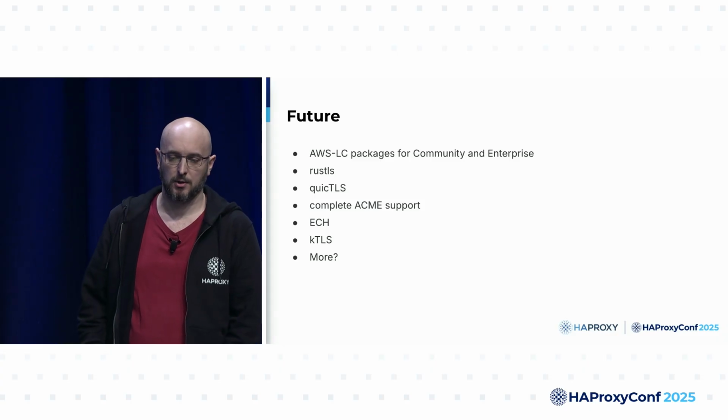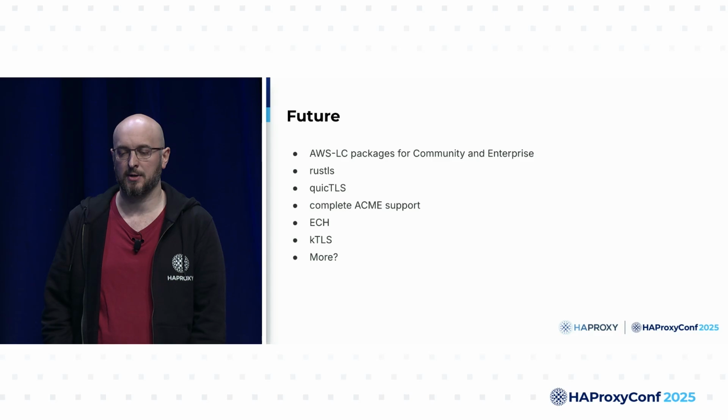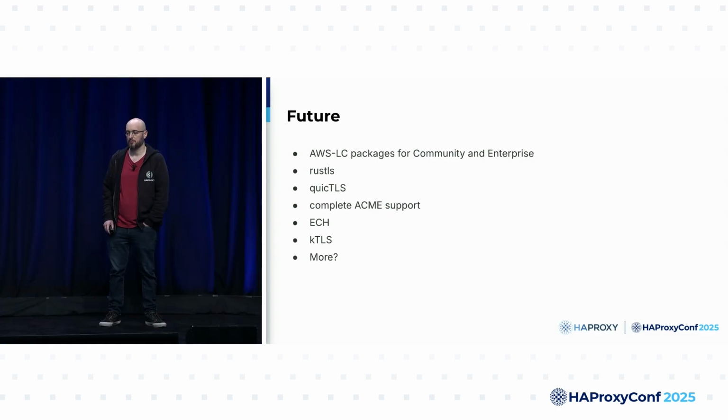So what's next? The future of HAProxy on SSL. Baptiste talked about it this morning. We are going to provide packages for the community and also for enterprise using AWS-LC, since it's the best choice for security and performance. There is also the Rust TLS library, which is interesting. We made a little proof of concept last year about it. It wasn't working great because of the OpenSSL compatibility layer, but the developers from Rust TLS contacted us and they want to make it work better.